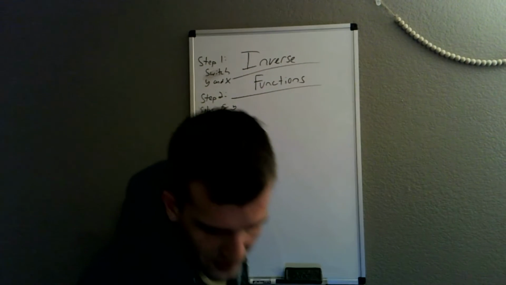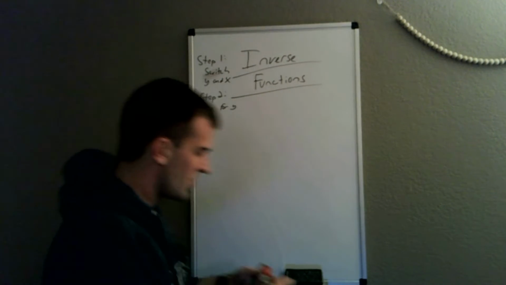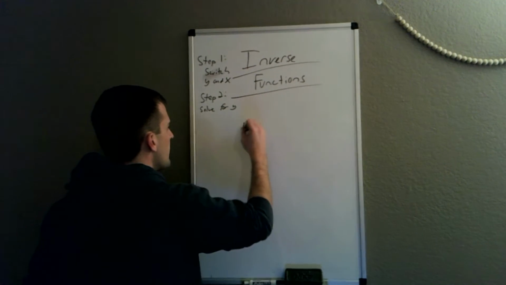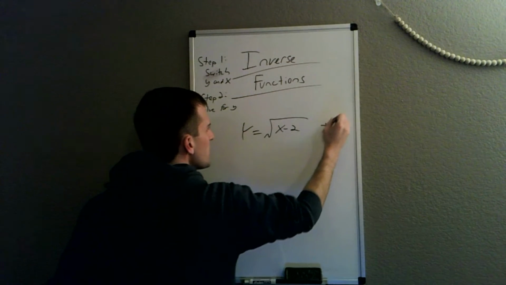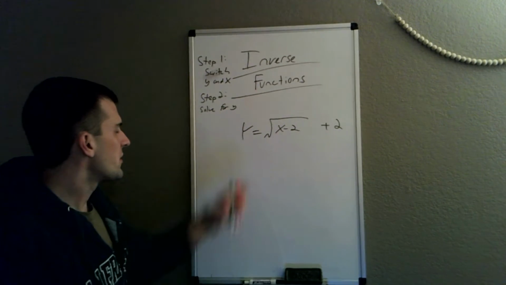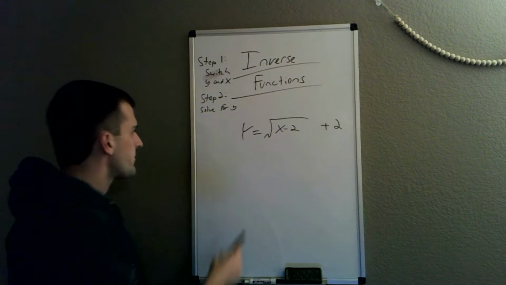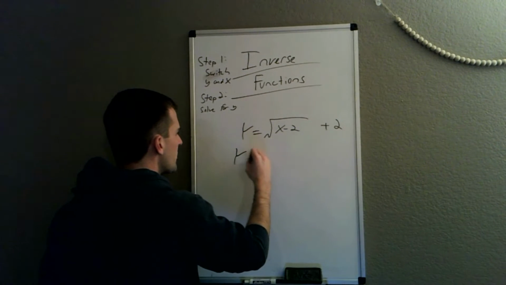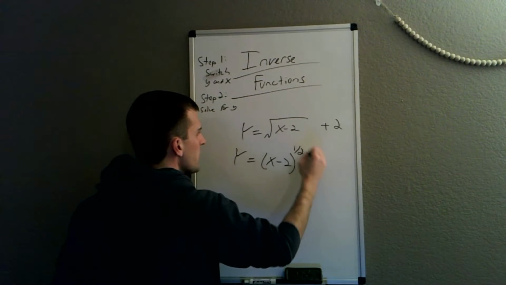Just to get some practice. So now we're going to do y equals the square root of x minus 2 plus 2. I'm going to rewrite the square root as raised to the power of 1/2. So y equals (x minus 2) to the 1/2 plus 2.